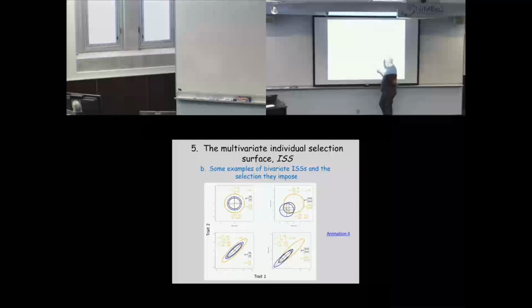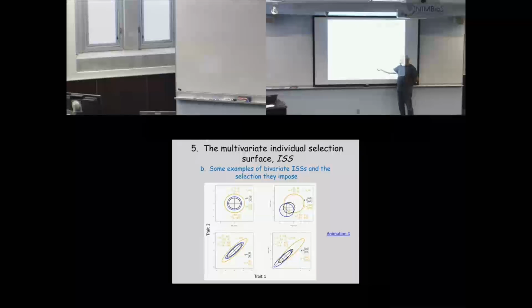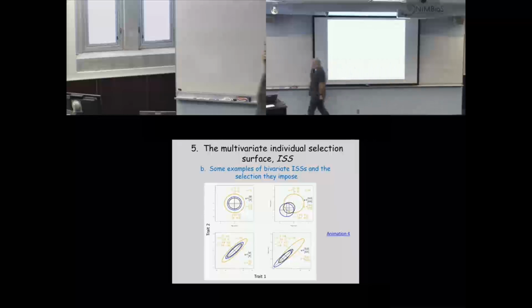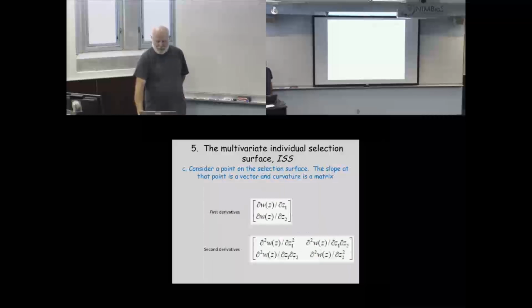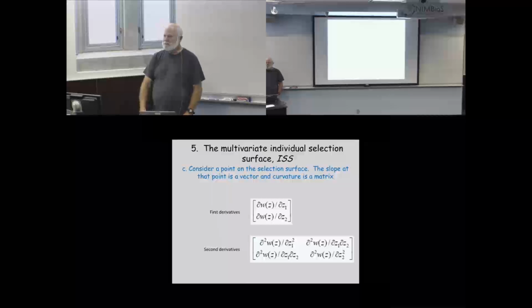And I'm not going to play the animation, which you can click, which will then rotate, as we did before in the univariate case, between different values for the individual selection surface. Just a way for you to relax and zone out, build your intuition. All right, so let's do this really fast. I'm not even going to go over there, right?